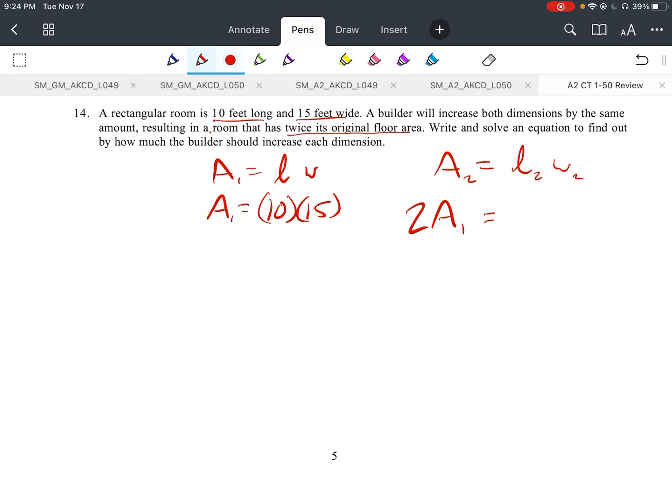All right, so my length is 10, 15. My area 1 then would therefore be 10 times 15, which is 150. So this is twice that area. This is 300 then, okay? And so 300 equals, and let's put L2 in there. It says they increased both dimensions by the same amount. We'll call it, I don't know, x. So the length will be 10 plus x. And this one will be 15 plus x, increasing it by the same amount.